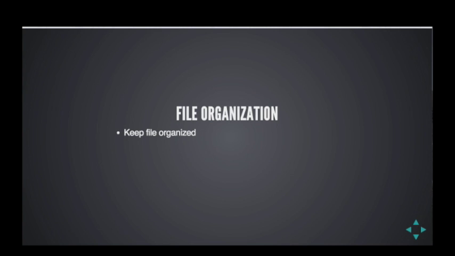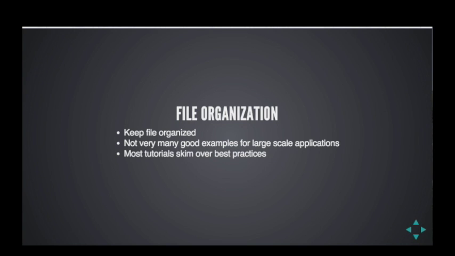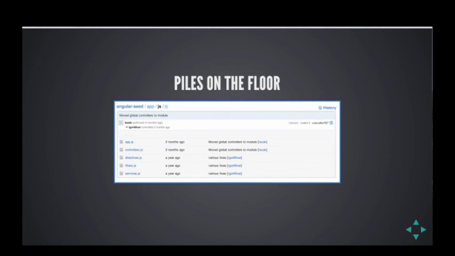So what we want to do is keep our files organized. I didn't see very many good examples for large-scale application organization, and most tutorials skimmed over best practices. Some of the things I saw about file organization were different. This is the example of how AngularJS does it: they create an app.js, controller.js, directive.js, filters, and services. Basically, they put all those related items in there. I didn't feel like that would meet our need at all.